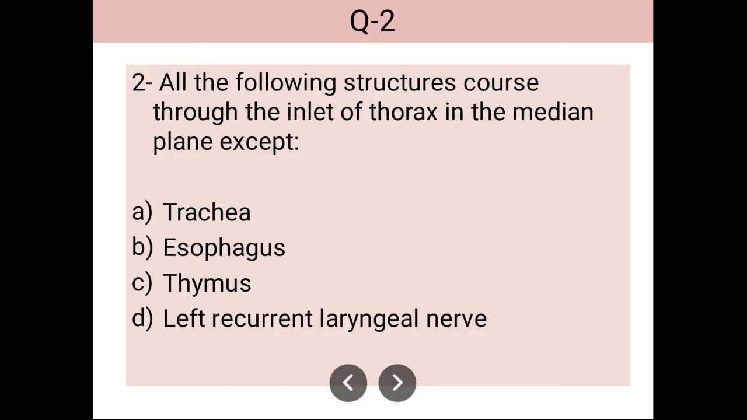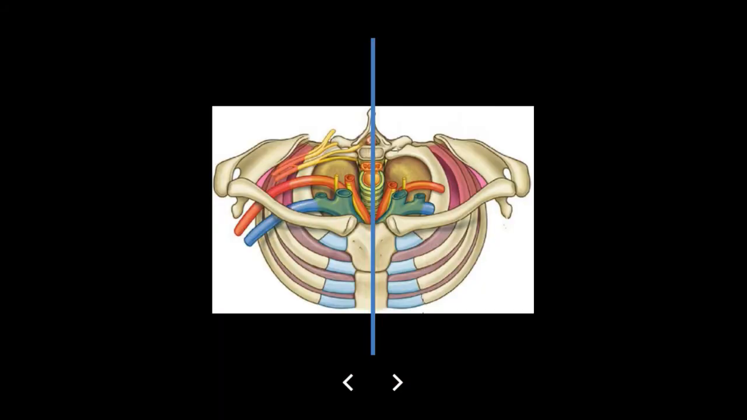Next we go to question number 2. All the following structures course through the inlet of the thorax in the median plane except. So everything is in the median plane except one. Trachea is in the midplane, esophagus is in the midplane, thymus is also in the midplane. So the left recurrent nerve is the correct answer here. Here we can see.